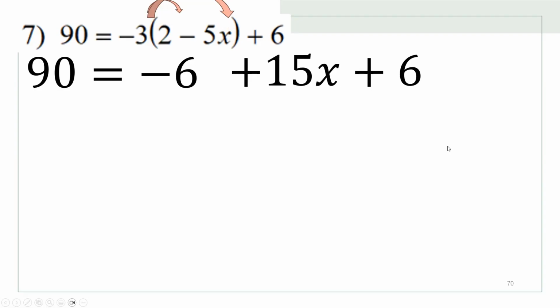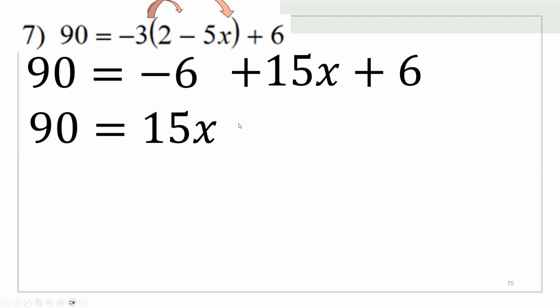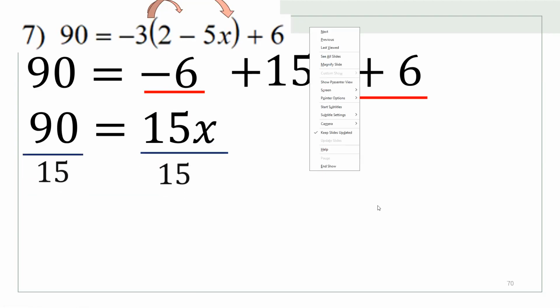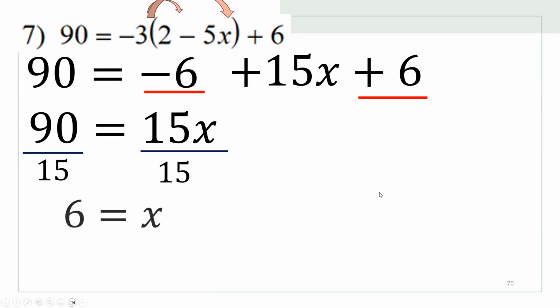Now some of these you will have to combine things. For example, on the right side here, I got a lot of stuff going on. What can I combine? -6 and a positive 6 create 0, so they just go away. Then I drop down my 15x. What do I have to do? Divide both sides by 15. 90 divided by 15 gets you a 6. That's our first example.